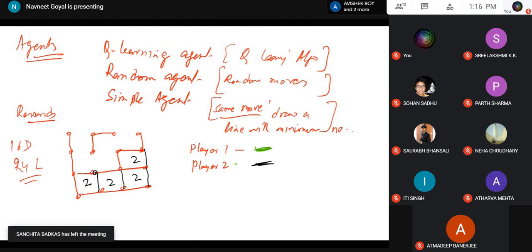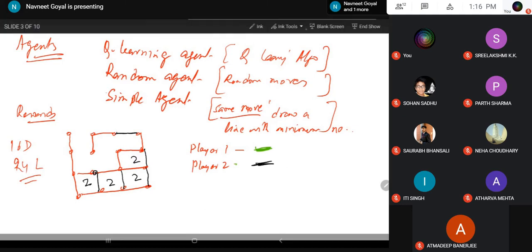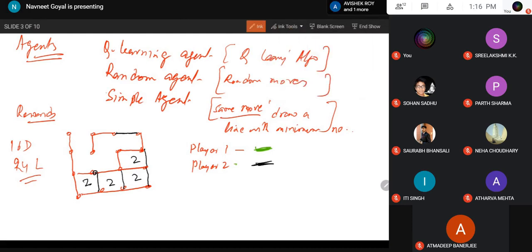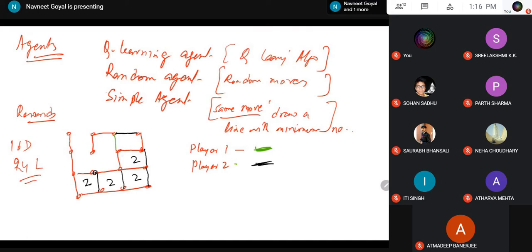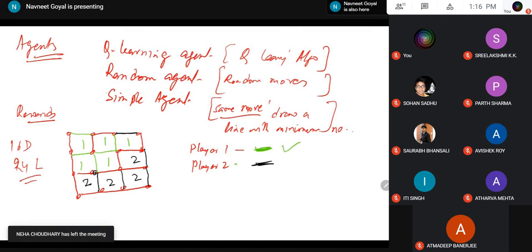He makes a move here. Now what happens? Let me change the color to green, since now it's the chance of the green player. He draws this line here and writes 1, closes this box, writes 1 here, closes this, writes 1 here, closes this, and writes 1 here. So you can see that player 1 has won the game, and player 2 has lost the game.